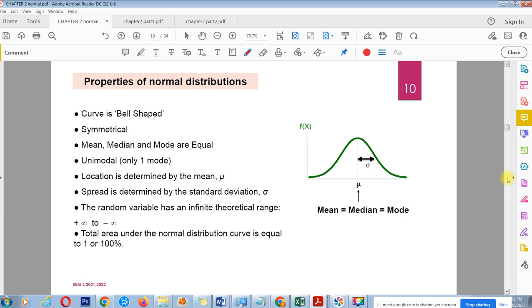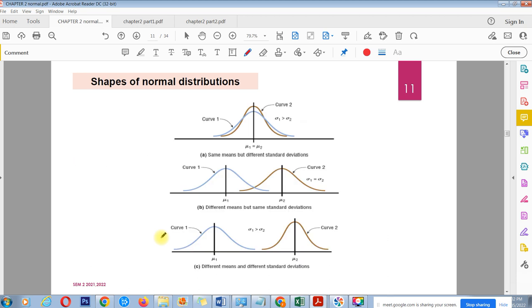Properties of the normal distribution: we have a bell shape, and the mean, median and mode are equal. Here is the standard deviation. There is only one mode, the location is determined by the mean, and the spread is determined by the standard deviation, for a random variable, and so on. I think this is also a key point for the normal distribution.